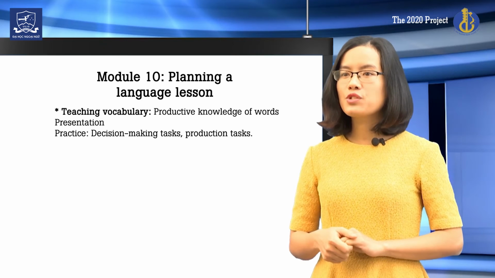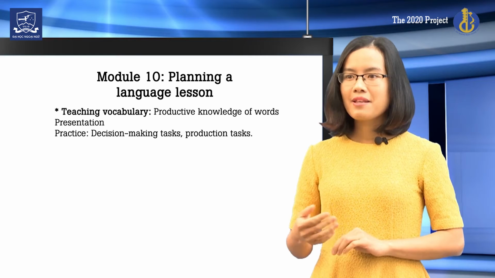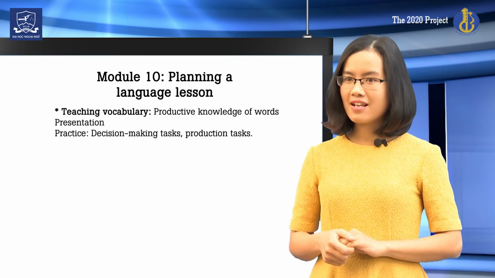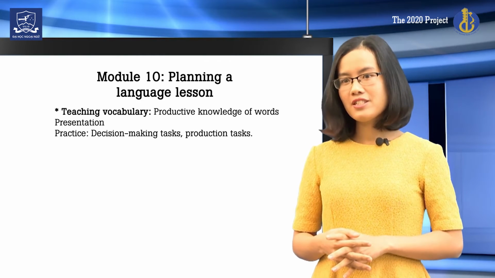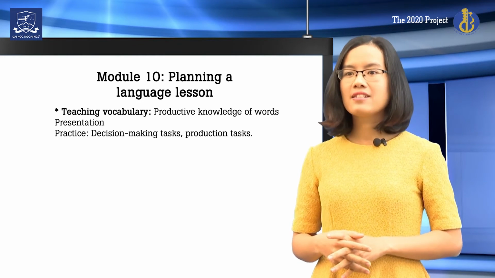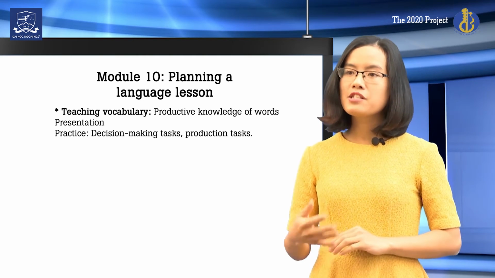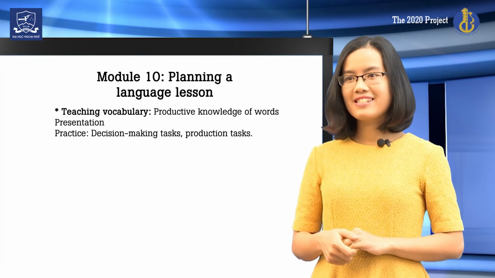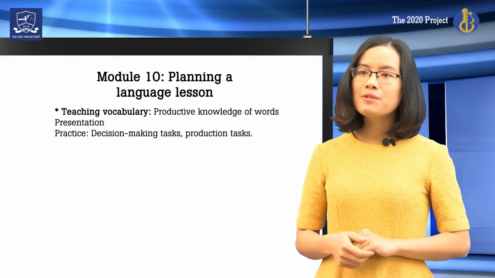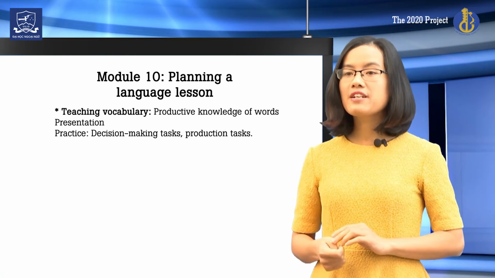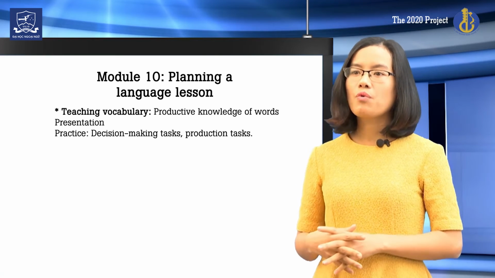In order for students to use the vocabulary, teachers should provide a lot of practice. The practice can be decision-making tasks like identifying, selecting, matching, sorting, ranking, and sequencing. With decision-making tasks, students only make judgments about words. The practice can be production tasks, those in which the learners are required to incorporate the newly studied words into some kind of speaking or writing activity.